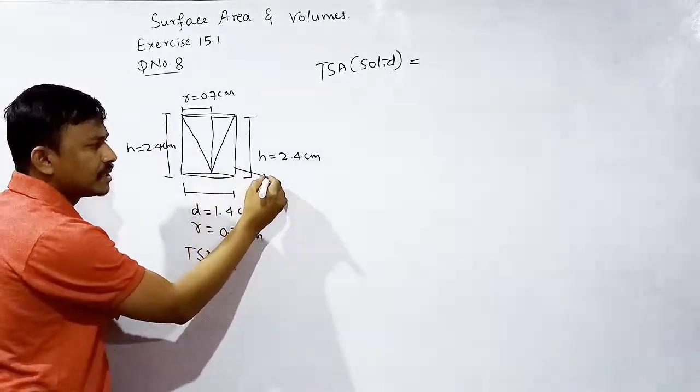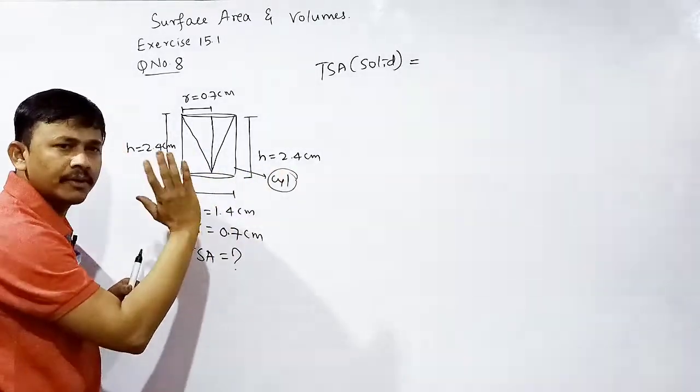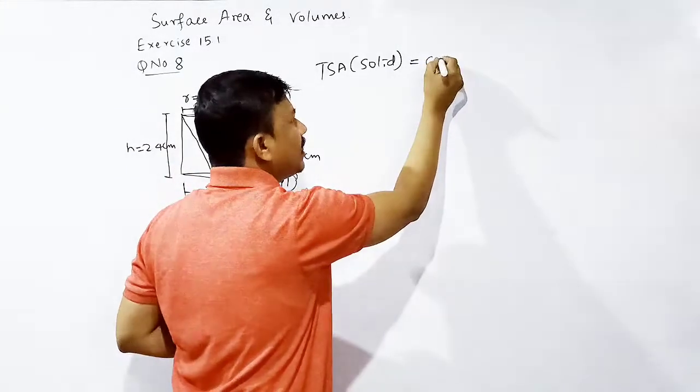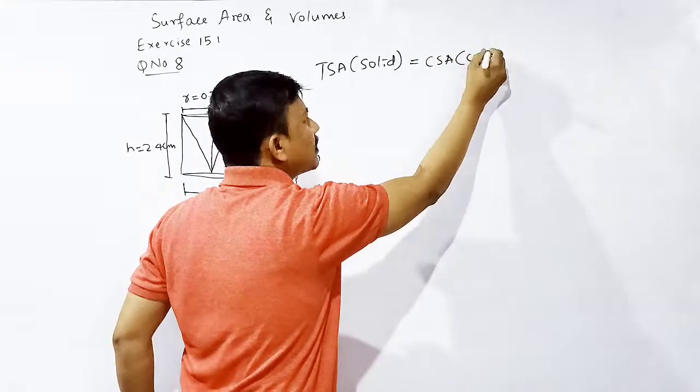We can feel the outer surface area of the cylinder. That means CSA of cylinder.